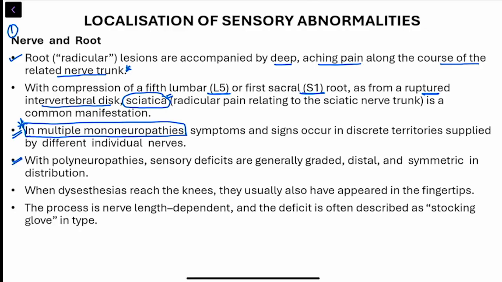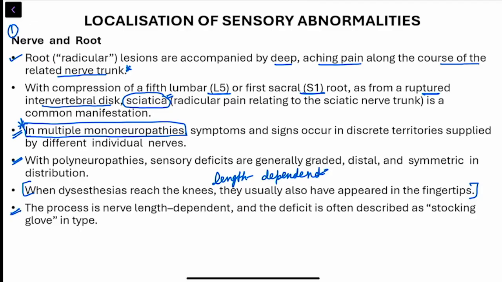With polyneuropathies, sensory deficits are generally graded, distal, and symmetric in distribution. Right? When dysesthesias reach the knees, they usually have also appeared in the fingertips. It is length dependent neuropathy. The process is nerve length dependent, and the deficit is often described as stocking and glove type of sensory loss.